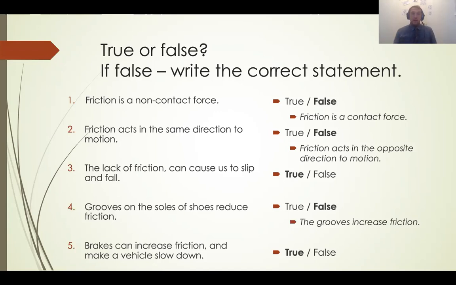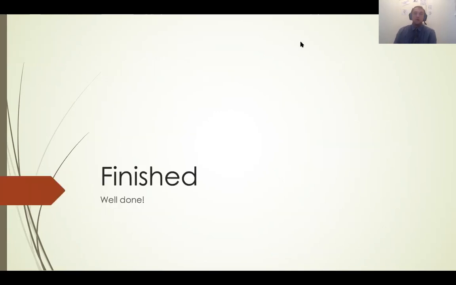Number 3, the lack of friction can cause us to slip and fall. Yes, that's true. If the friction is very little, you may slip, fall, and hurt yourself. So you need to be careful. Number 4, grooves on the soles of shoes reduce friction. That's false. The grooves are there to increase friction to help you not to fall. And then number 5, brakes can increase friction and make a vehicle slow down. Yes, that is true.